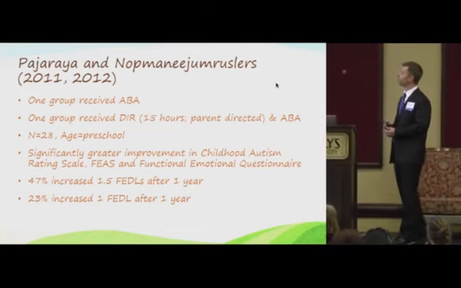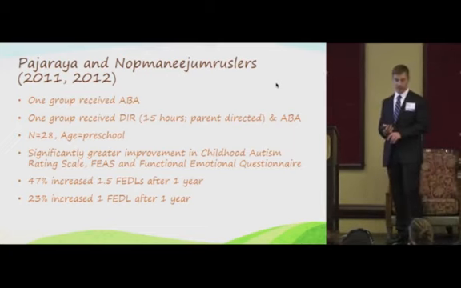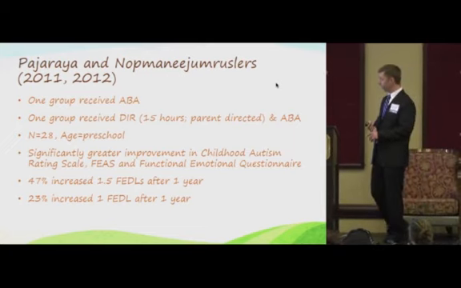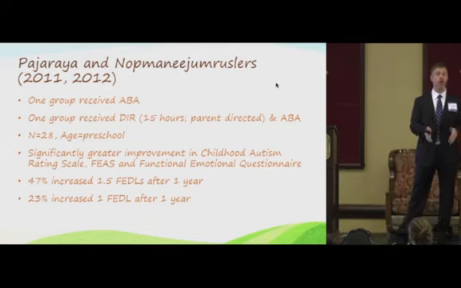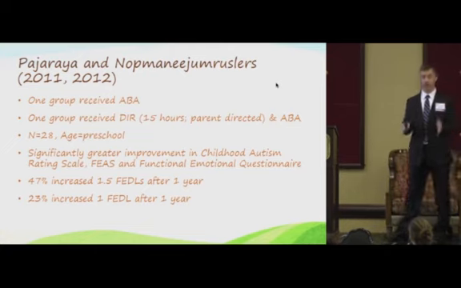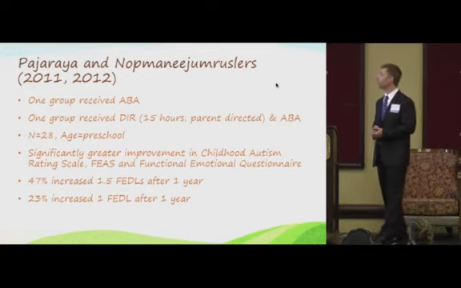They found significantly greater improvement in the Childhood Autism Rating Scale. The Functional Emotional Assessment Scale improved as well, and the Functional Emotional Questionnaire improved. And these are increases over the ABA-only group. So the DIR plus ABA group increased on these things over and above the ABA group.